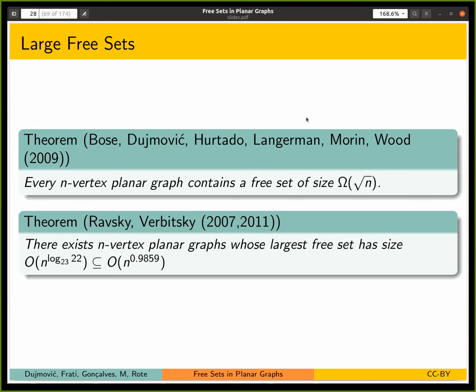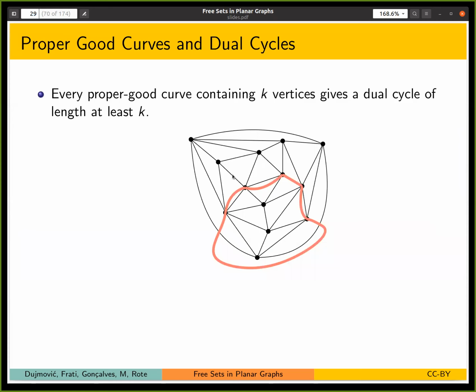What about an upper bound? Well, there's a result or observation even of Ravsky and Verbitsky, who were the first to study collinear sets, that there's an upper bound of n to the log base 23 of 22, n to the 0.9859. And that comes, we will see, from specific kinds of graphs that do not have long cycles.